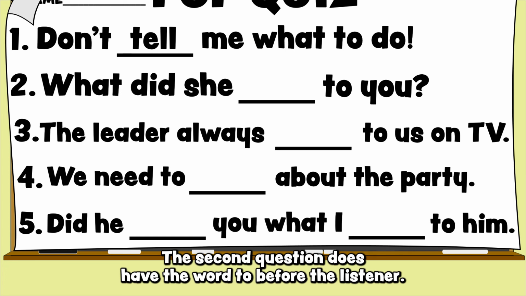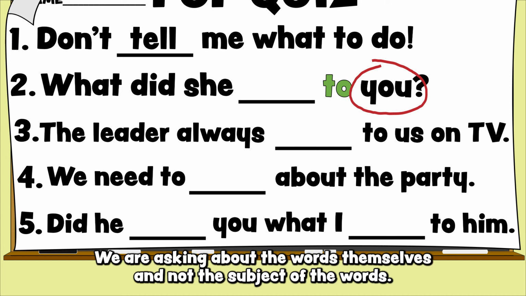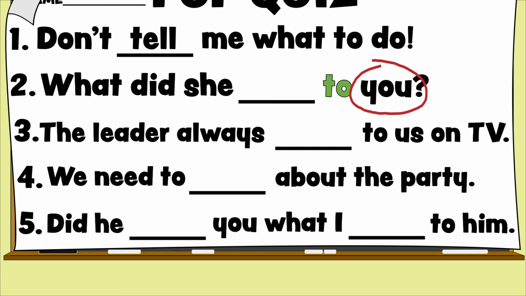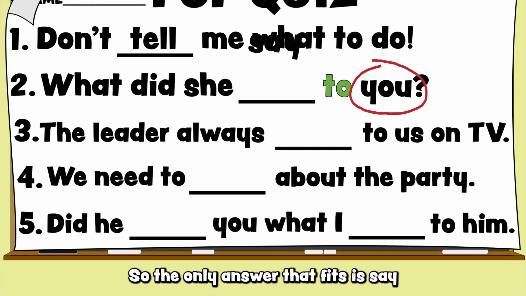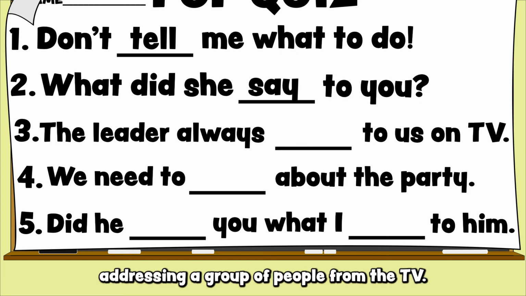The second question does have the word to before the listener. However, there is no phrase afterwards like about something. We are asking about the words themselves and not the subject of the words, so the only answer that fits is say. Number 3 is about a person addressing a group of people from the TV.